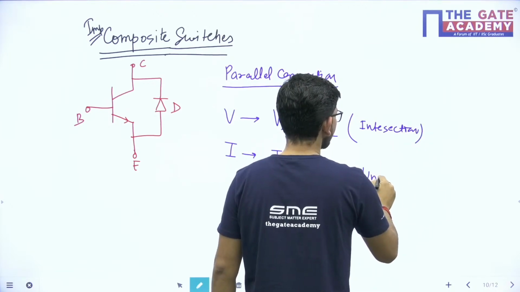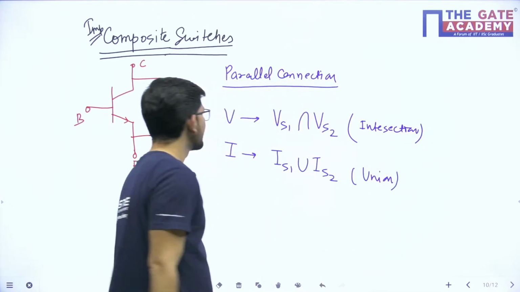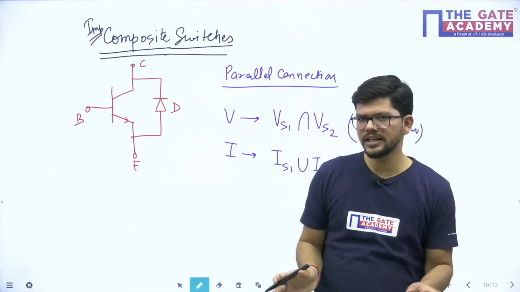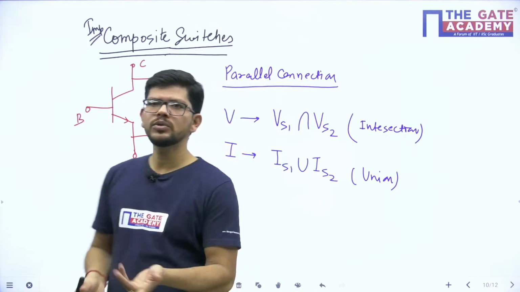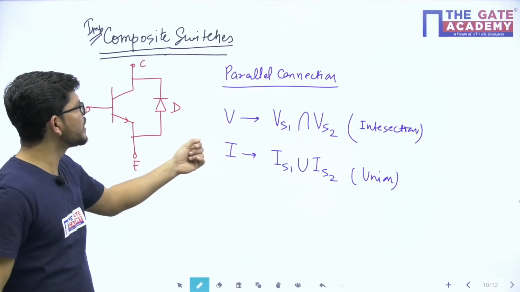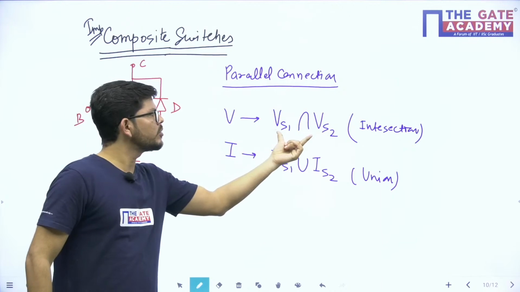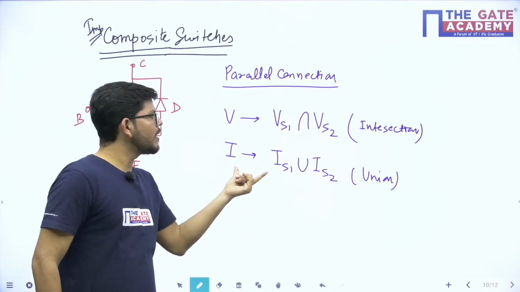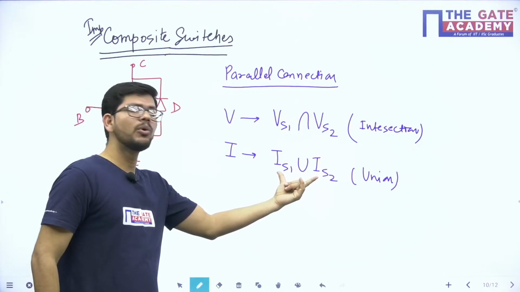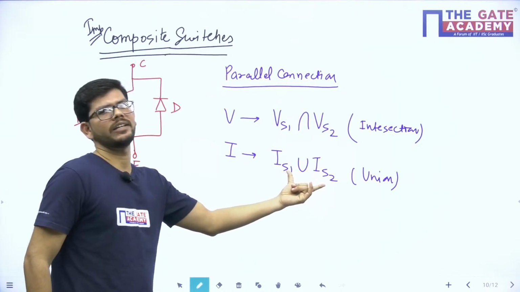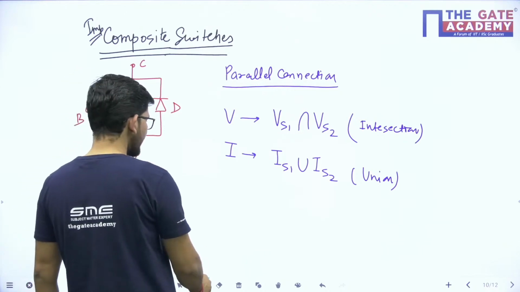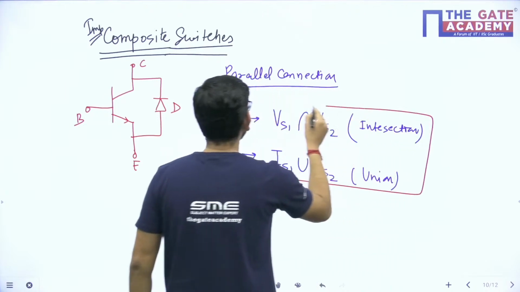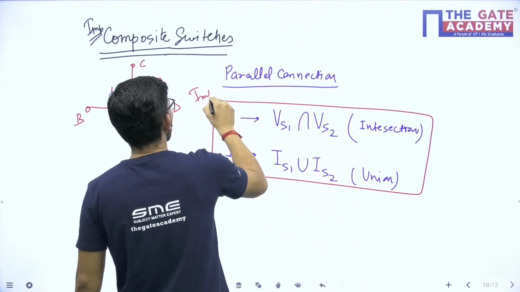and union. In a parallel combination, you know that voltage remains the same, but the current divides. That is why, to get the same voltage, we have to take the intersection of both the voltages, and since current divides, we take both the currents. That is why we are taking the union here. So this is a very important trick. If you remember it, without wasting even a minute, you can solve all problems.